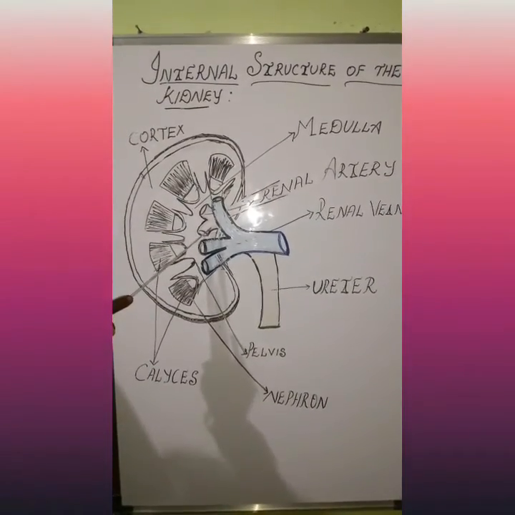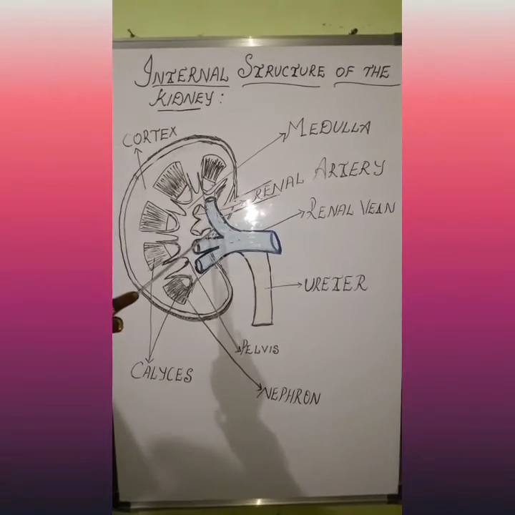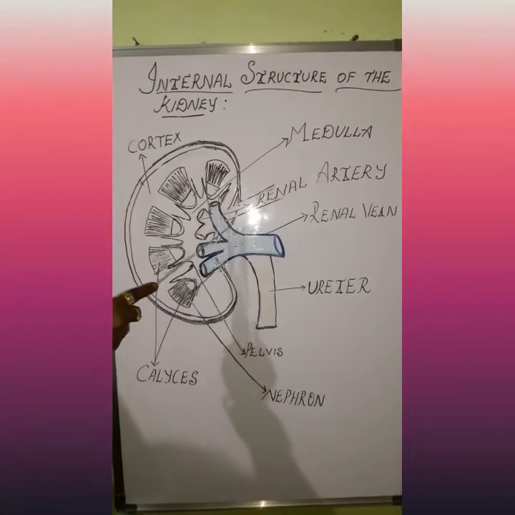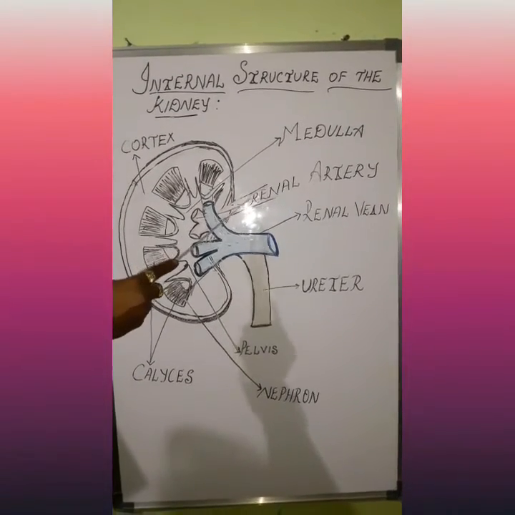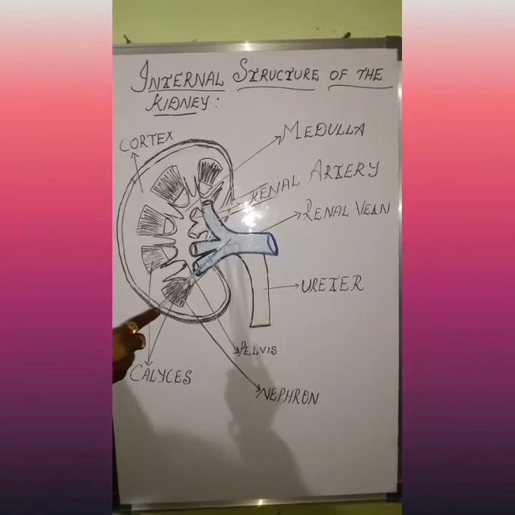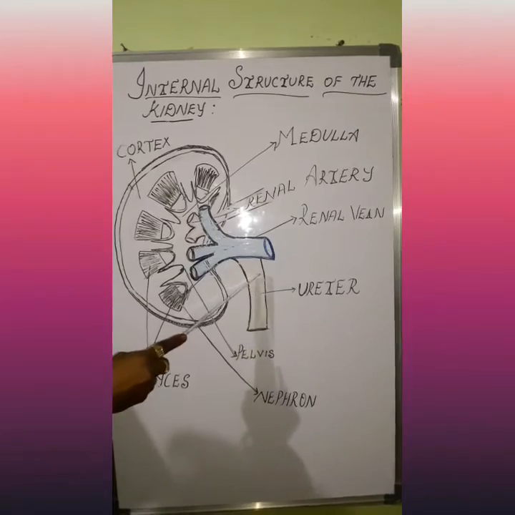The inner side of each kidney has a fissure or hilus. We can see here the entry of the renal artery and the exit of the renal vein and the ureter.